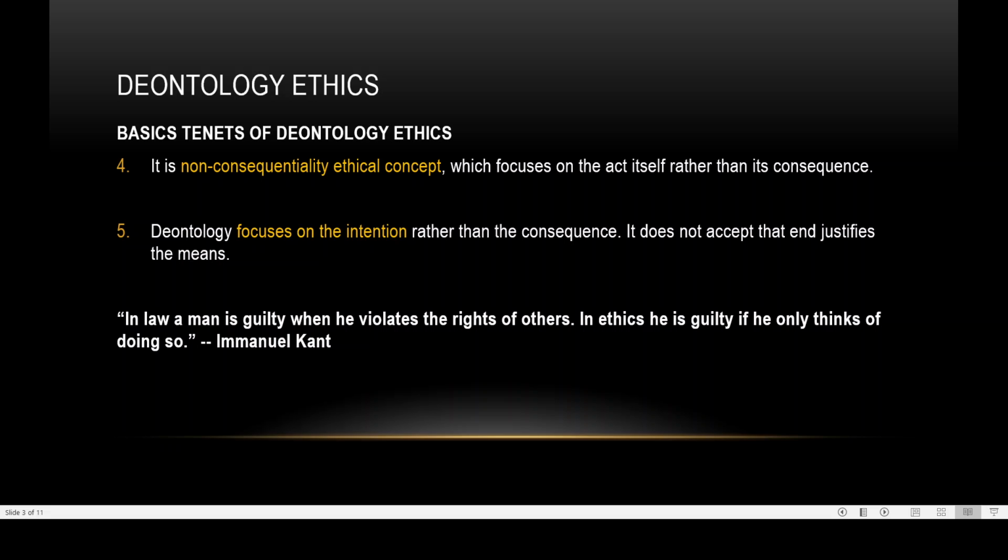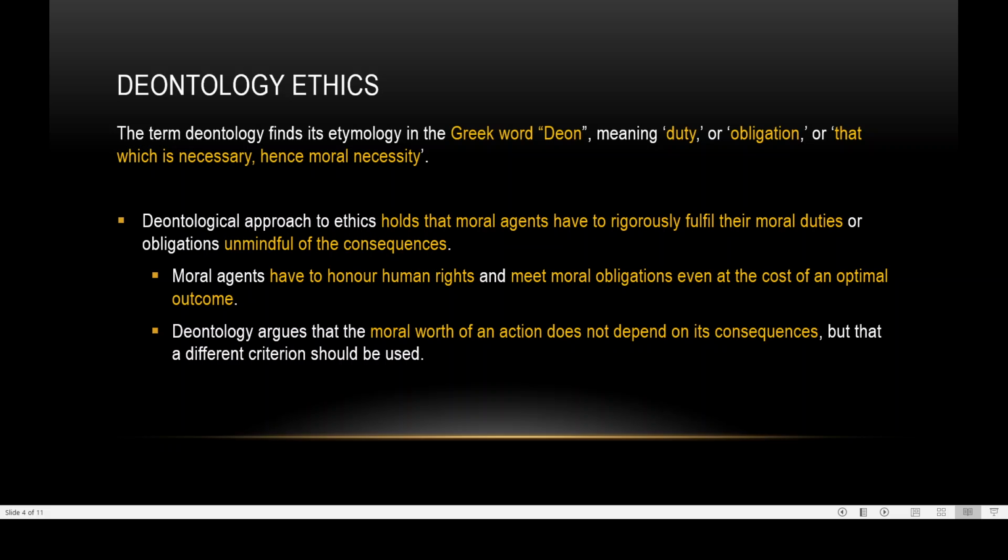Try to memorize this quotation, and use it in your essay, mains, GS or ethics answers. In law, a man is guilty when he violates the rights of others. In ethics, he is guilty if he only thinks of doing so. Given by Immanuel Kant. Right.